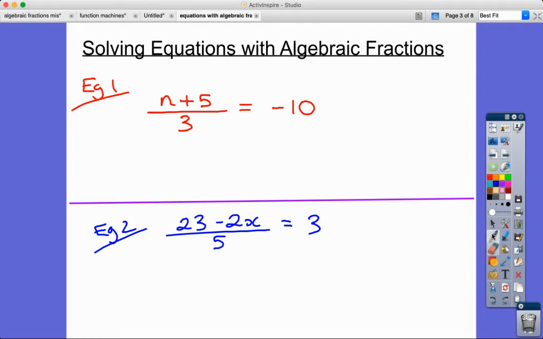Hi, and welcome to a lesson on solving equations with algebraic fractions. The first example we'll look at is fairly straightforward. So we've got n plus 5 divided by 3 equals negative 10.